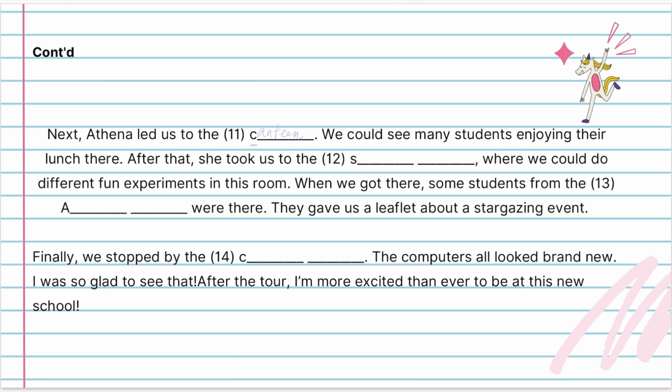Now let's move on to the next blank. We could see many students enjoying their lunch there. After that, she took us to the, okay, and then it must be a place because you see the word where, and she took us there, so it must be a place, okay? So the letter starts with S, and let's continue to read. So this is a place where we could do fun experiments. So boys and girls, what do you call this special classroom for doing experiments? Yes, that's the science lab.